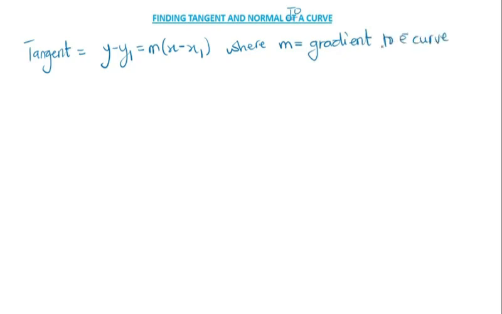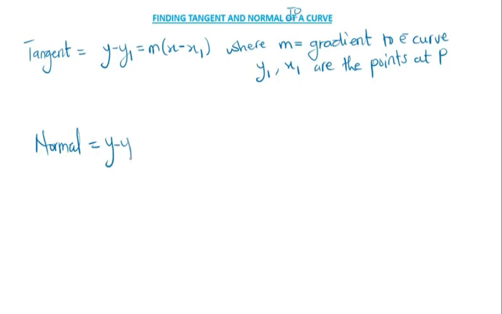And then our y1 and x1 are the points at P, or the coordinate where the tangent touches the curve. Those coordinates are what we call the x1 and the y1. Now, the normal to the curve, on the other hand, is given by y minus y1 equals -1 over m into bracket x minus x1. So this is the formula that we use to find the normal to the curve.